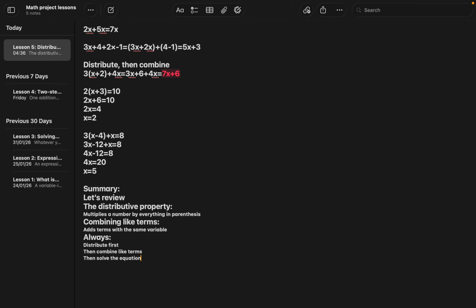In the next lesson, we'll work with fractions and decimals in equations, which many students find difficult, but we'll make it simple.